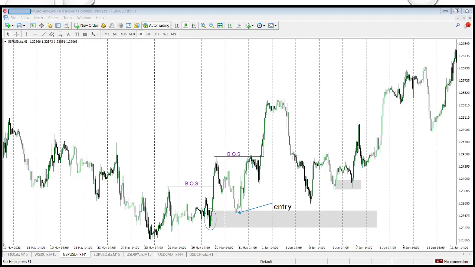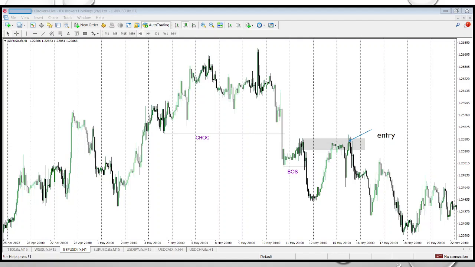Likewise, I'm going to show you an example of a bearish one. In this case, we had a change of character. The market stopped trending upward and started trending downward, and we had a break of structure. After the break of structure, the market retraced into our last up candle.